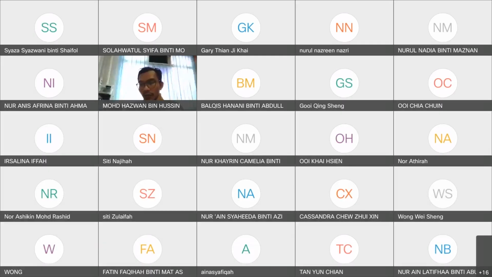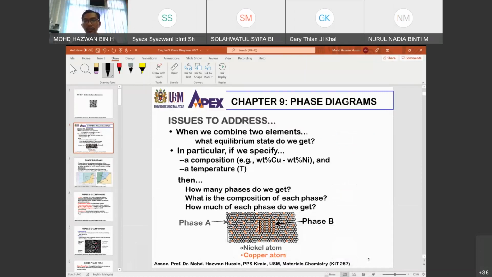So the following chapters that you are going to study, starting from today up till the following chapters, will be basically on the properties of a material. So in material chemistry, we cannot run away from the application and also the properties of a material.